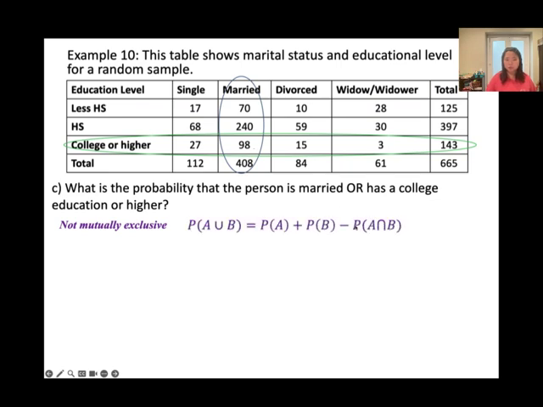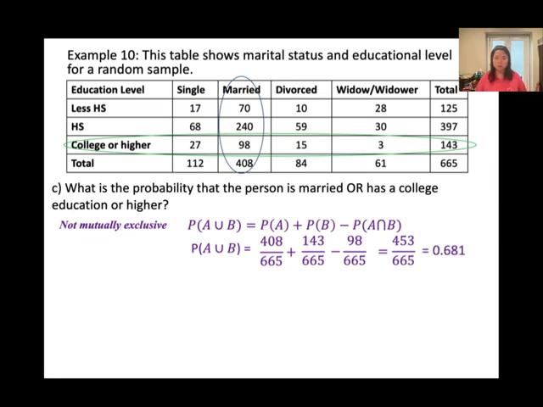So write down the formula. Okay, plug in one by one. So probability of A will be the married, so 408 over 665. Probability of B, that's college or higher, will be 143, minus the intersection, that will be the 98 in here. Okay, so you should get 0.681 here. One more time, when you see the or, think about mutually exclusive or not mutually exclusive.